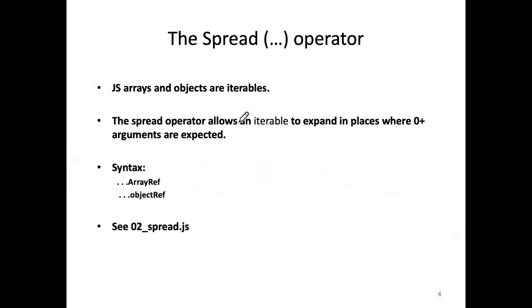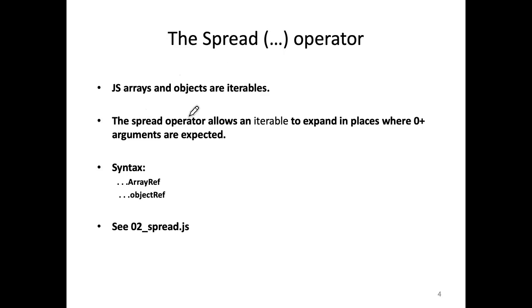Another new feature that was introduced in ES6 is the spread operator, which is this triple dot operator that you see up here. And we always use the spread operator prefixing a collection structure, again, be it an array or an object. And the idea is that JavaScript arrays and objects are referred to as iterables or collections, either word will do.